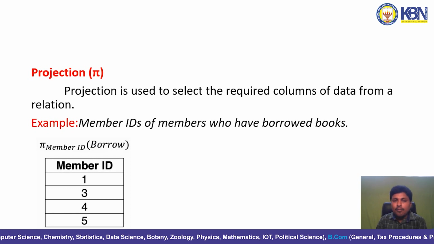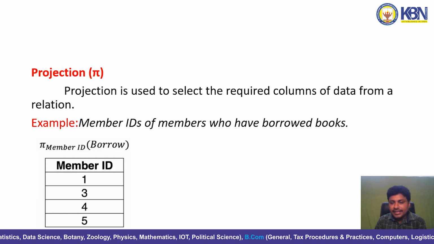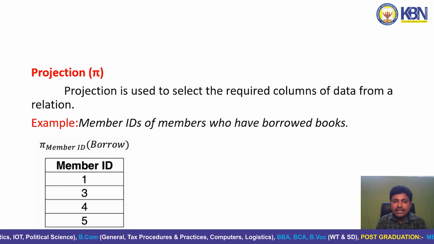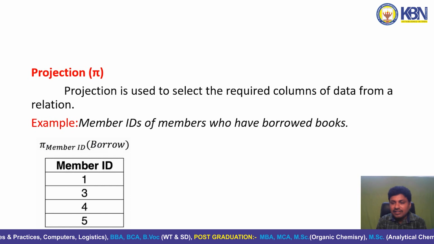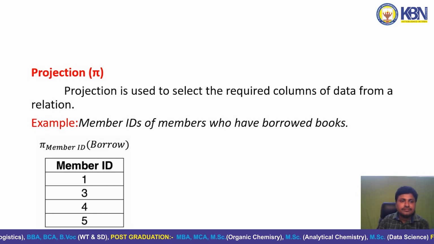Borrow is one of the relations. In the member relation we have taken the members who are borrowing the books. So we are projecting only one single column, denoted by the symbol pi. Pi member ID, that means column name, and borrow is the relation. Then we retrieve the data 1, 3, 4, 5.